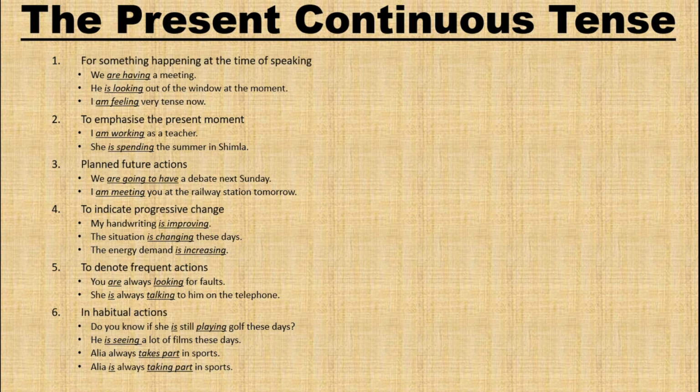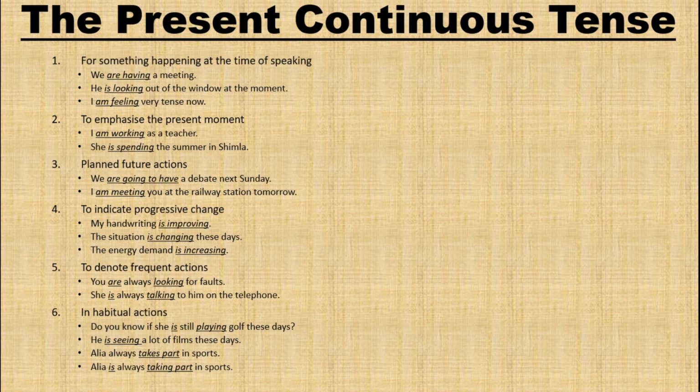Alright? To indicate progressive change. The present continuous is also used to indicate changes, trends, development, and progress. Like, my handwriting is improving. Is improving becomes the present continuous. The situation is changing these days. Is changing becomes the present continuous. The energy demand is increasing. Is increasing becomes the present continuous because in all these situations we are talking about progress.